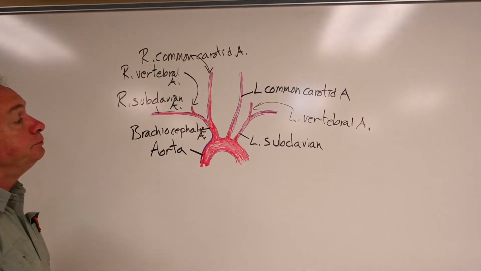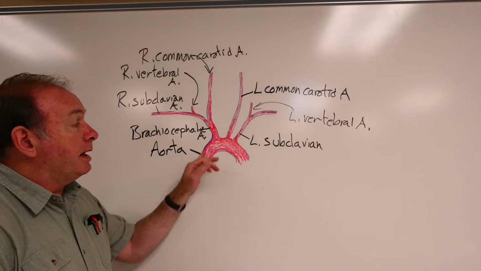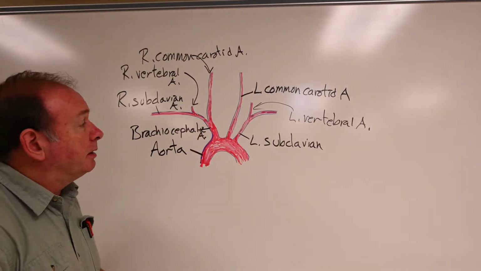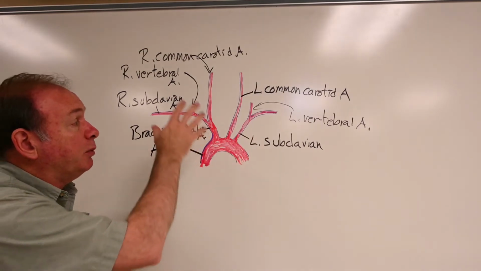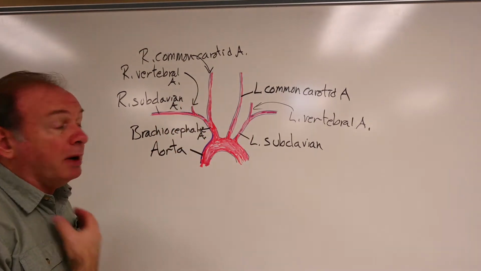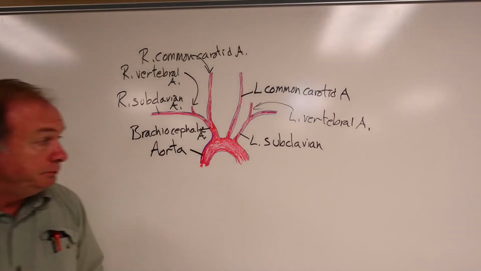So those are the major arteries we have stemming from the aorta, coming off above the heart. And there are going to be lots of other vessels, obviously, but we're just going to identify those primary vessels, the main vessels that are right immediately above the heart.